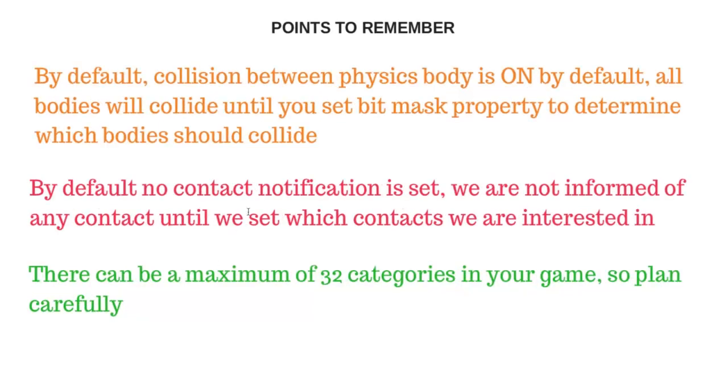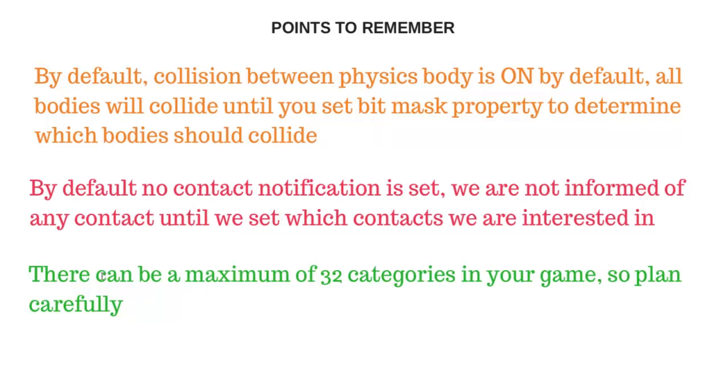And some points to remember, I've already explained this to you, but I'm going to explain again. By default, collision between physics body is on by default. All bodies will collide until you set bit mask property to determine which body should collide. So by default, every node that you have in your game, they will collide with each other until you set the bit mask to decide which one should collide and which one should not collide. Also, by default, no contact notification is set. We are not informed of any contact until we set which contact we are interested in. So no contact notification until we set the contact test bit mask.